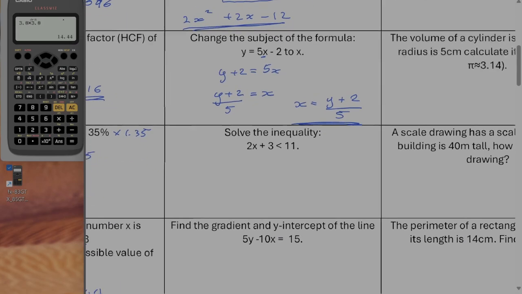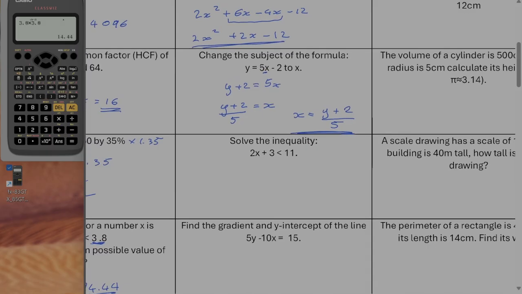Right, solve the inequality. So in a similar fashion here, I'm going to view it like an equation where I'm going to keep my inequality symbol as the kind of the equal sign. So I'm going to minus 3 from both sides. That will give me 2x has to be less than 8. And then divide both sides by 2. x has to be less than 4.